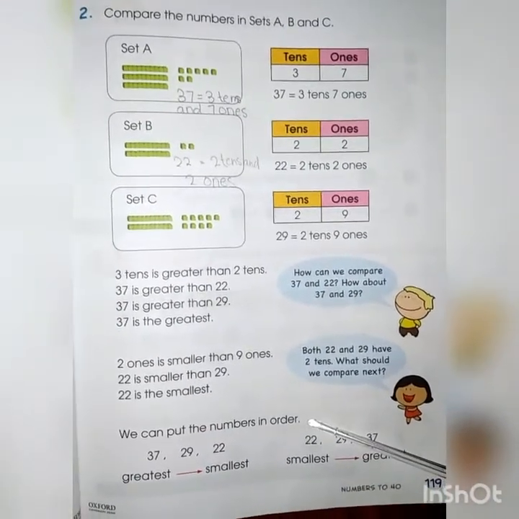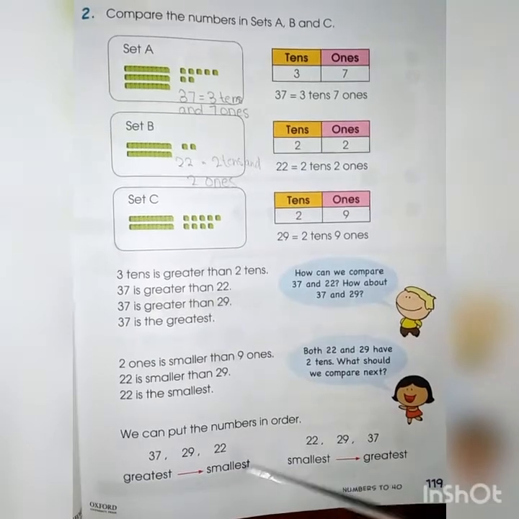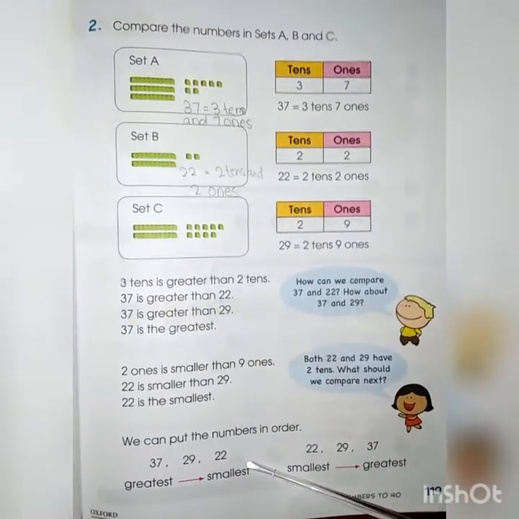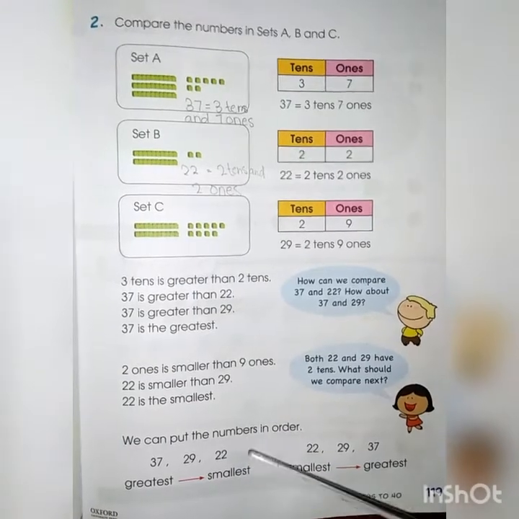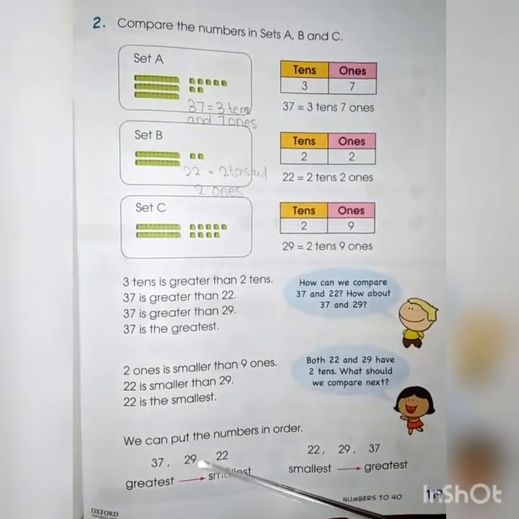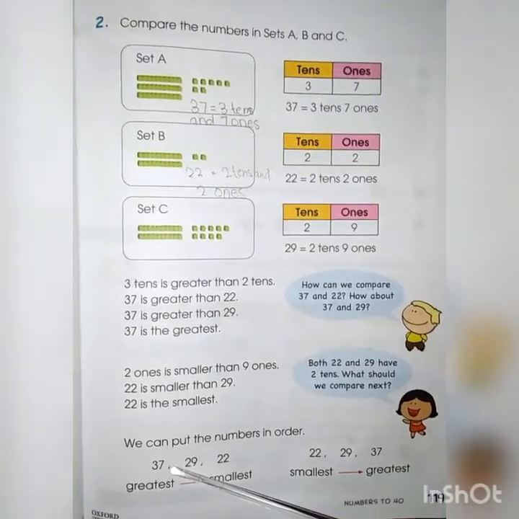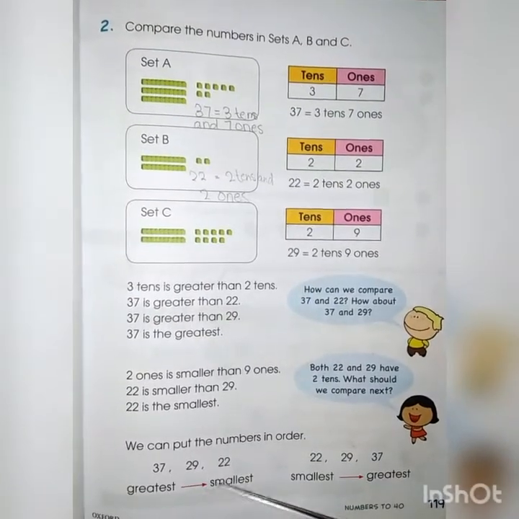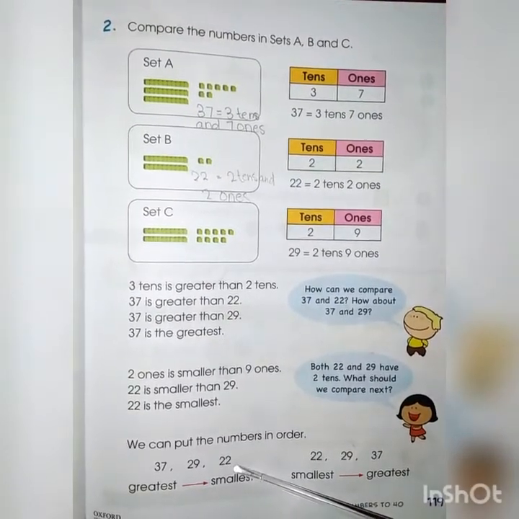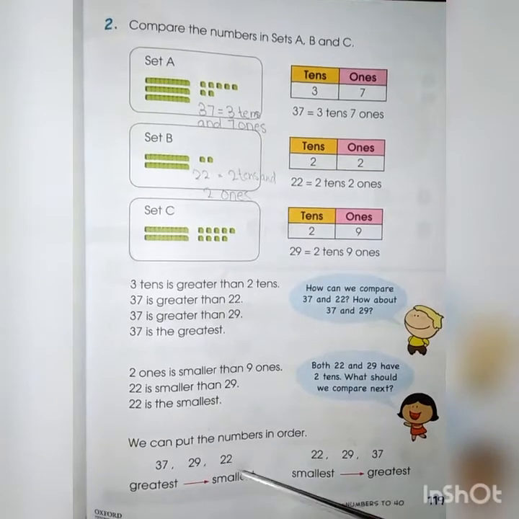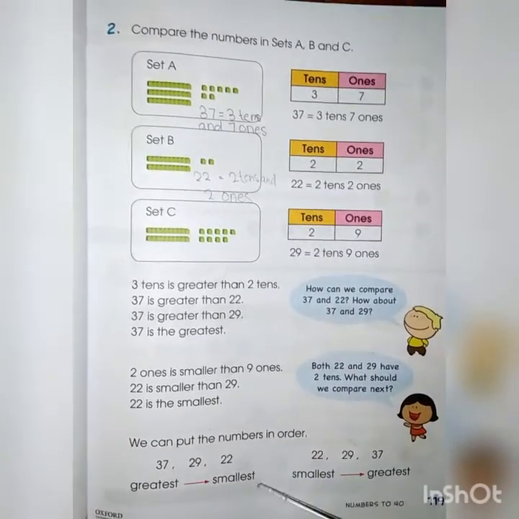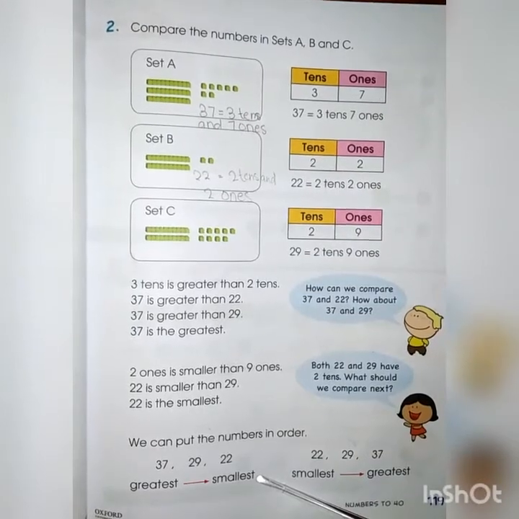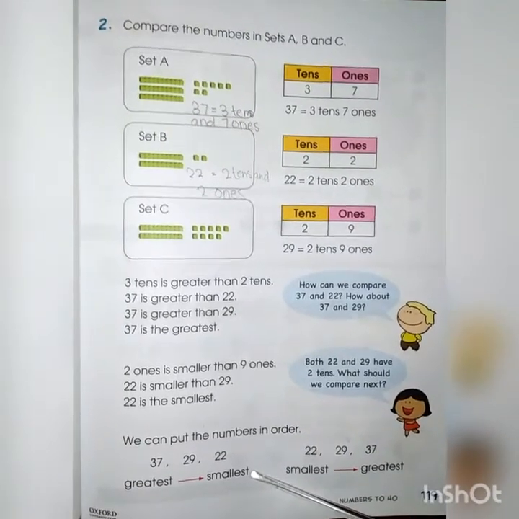We can put the numbers in order, and we have to arrange these numbers from greatest to smallest. As you can see here, we have 3 numbers, 37, 29, 22. Here 37 is the greatest number and 22 is the smallest number. 29 is greater than 22 but smaller than 37. So here we have arranged these numbers from greatest to smallest.